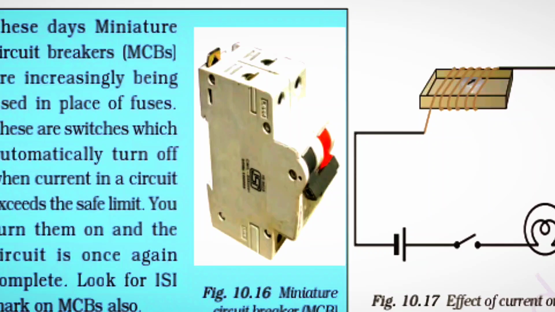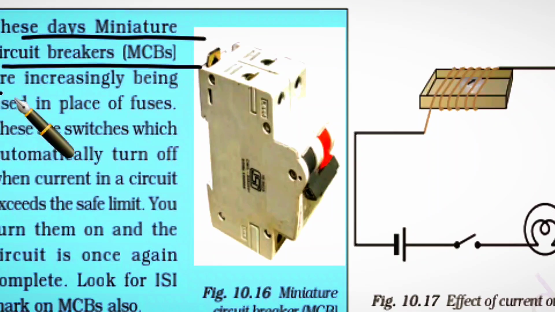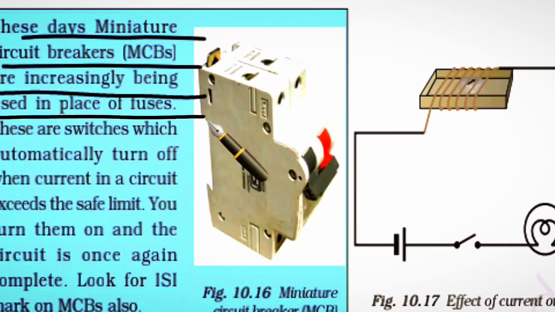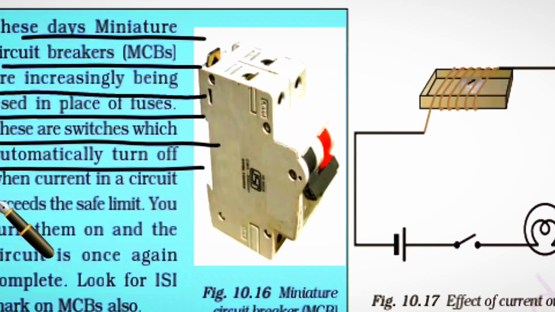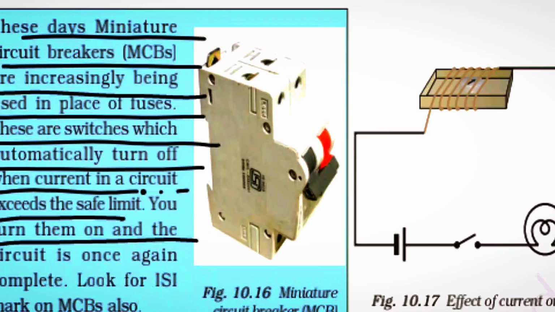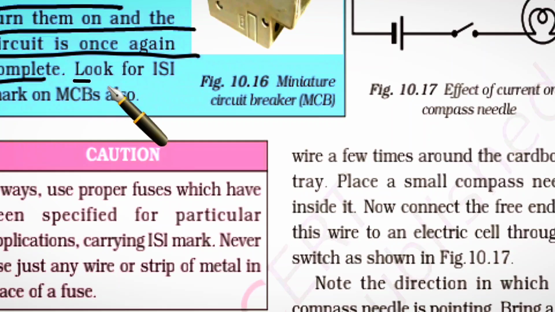These days, miniature circuit breakers (MCBs) are increasingly being used in place of fuses. These are switches which automatically turn off when the current in a circuit exceeds the safe limit. You turn them on again, and the circuit is once again complete. Look for the ISI mark on MCBs also.